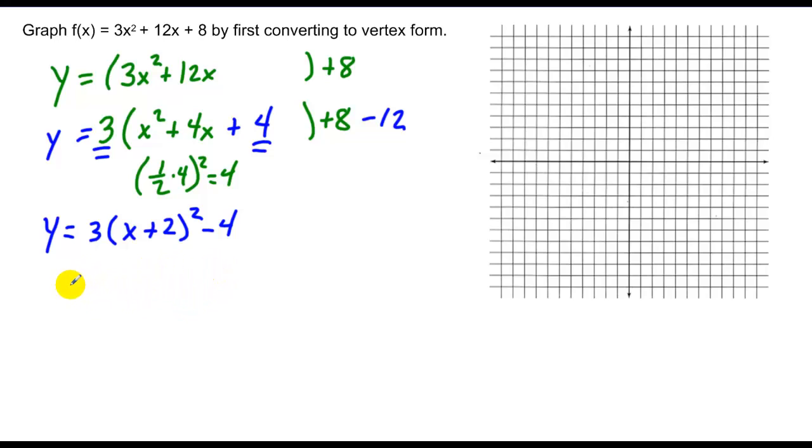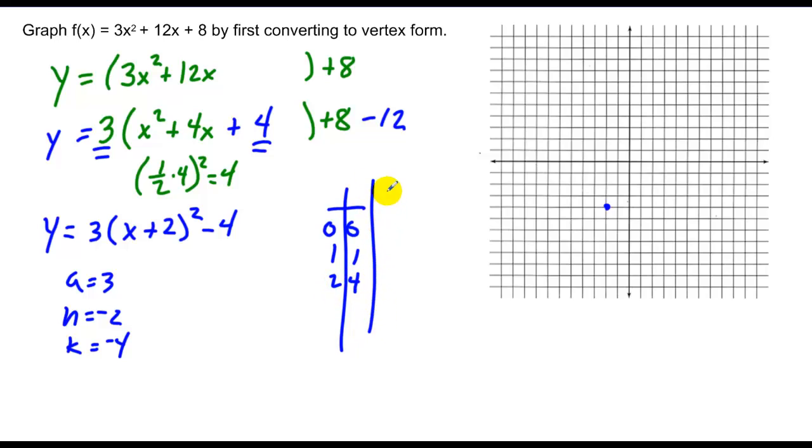We graph that. We know a is 3. That's a y multiplier. h is negative 2, and k is negative 4. So I go over 2, down 4, put a dot, look at my parent function, which is 0, 0, 1, 1, 2, 4. Then I'm going to multiply my y values by 3, giving me 0, 3, and 12. So from this point here, I move over 1, up 3, do that on either side, and then over 2 and up 12.